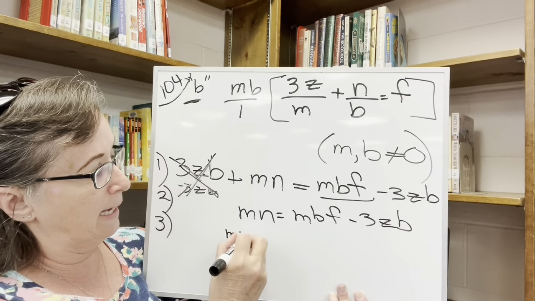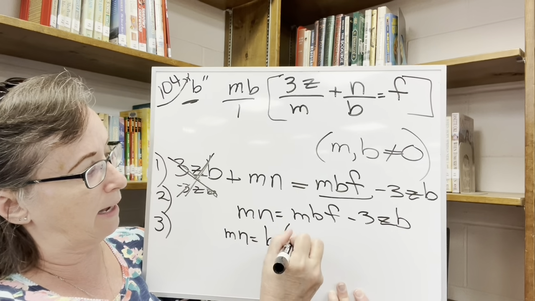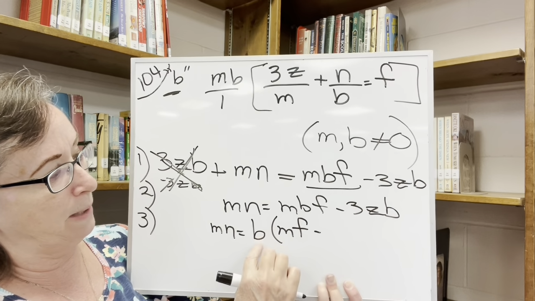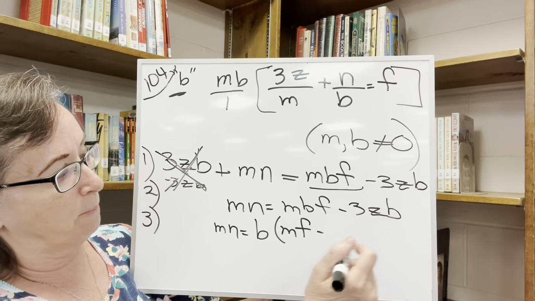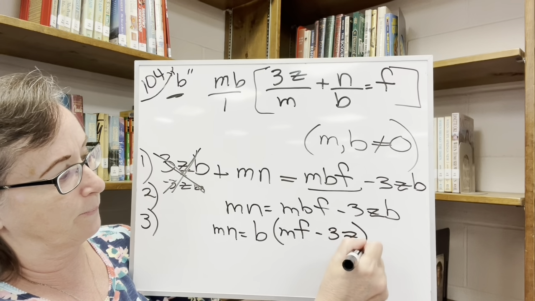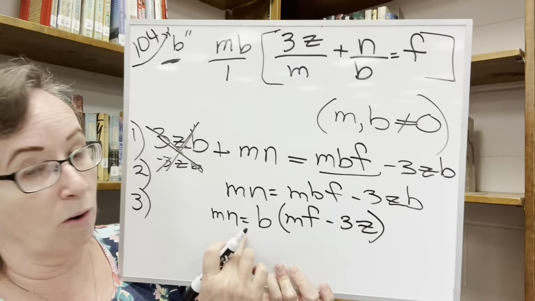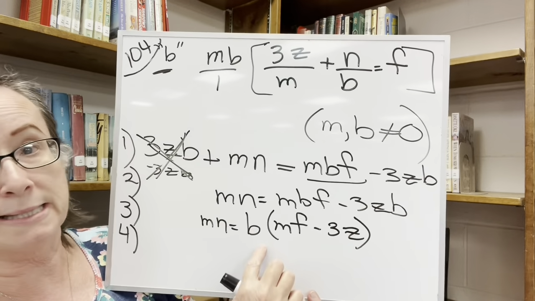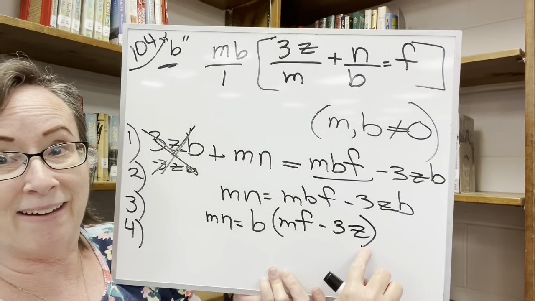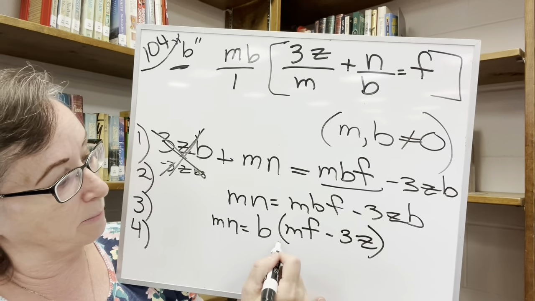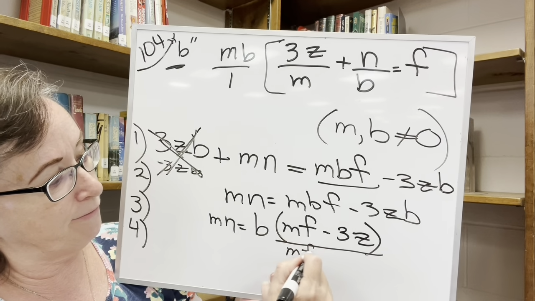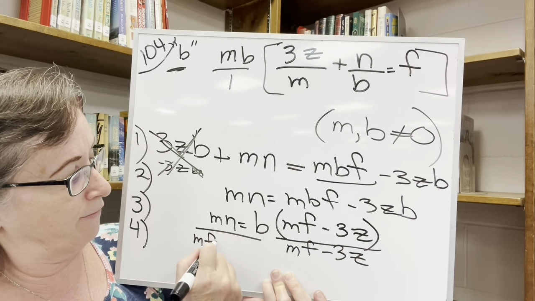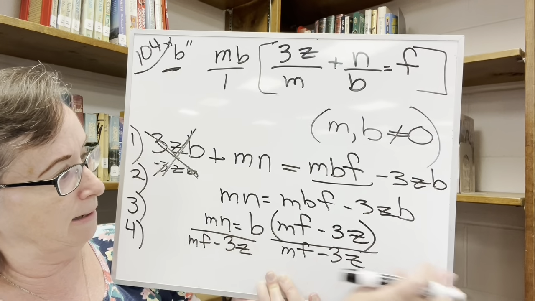So MN equals B times MF minus B times minus 3Z. Okay, so step 4 is I'm trying to get the B by itself. So I'm going to divide out everything else that's with the B. So I'm going to divide MF minus 3Z, divide on this side MF minus 3Z.